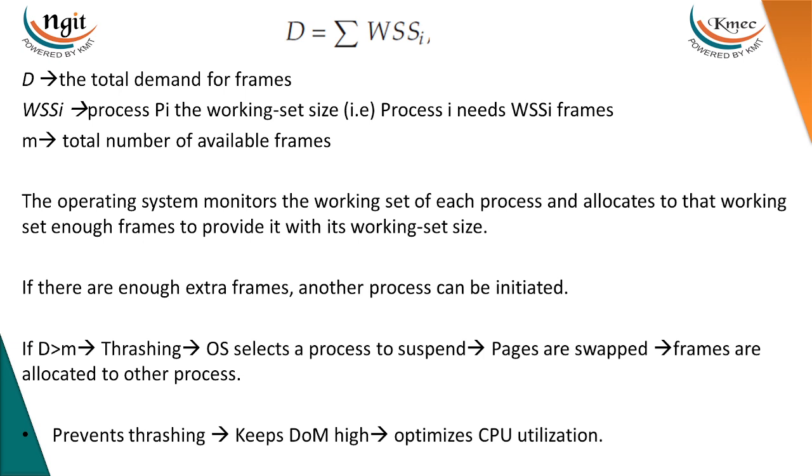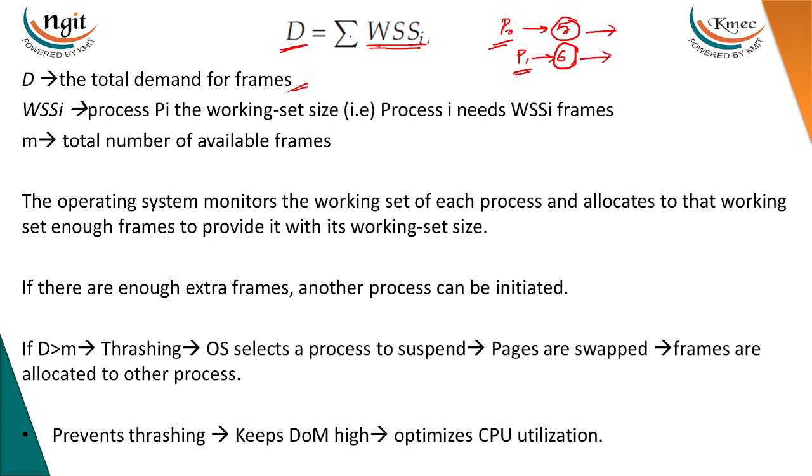Here, D is the total number of frames demanded by each process, the total demand of frames. And WSS_i is the working set size for each process. That means P0's working set will be 5, and so on. For each process we need to define a working set size, so that this number of pages must be present in the main memory. The operating system defines the working set size for each and every process, monitors it, and allocates the frames initially.